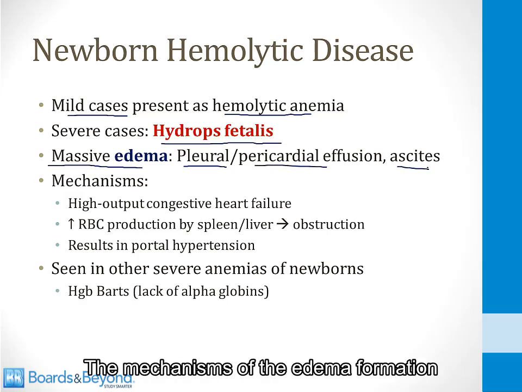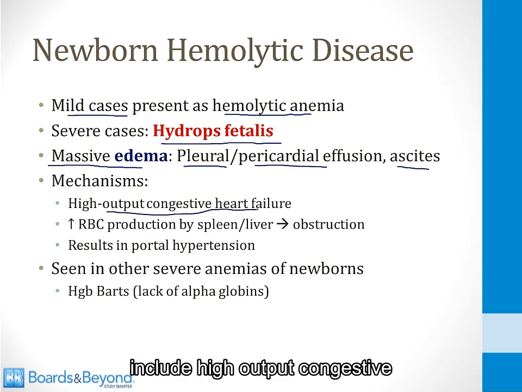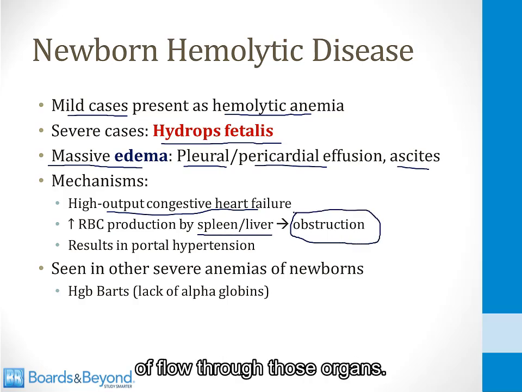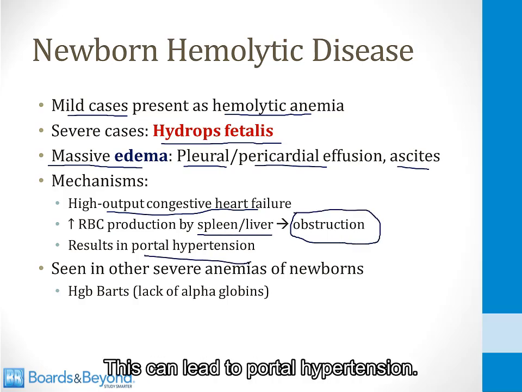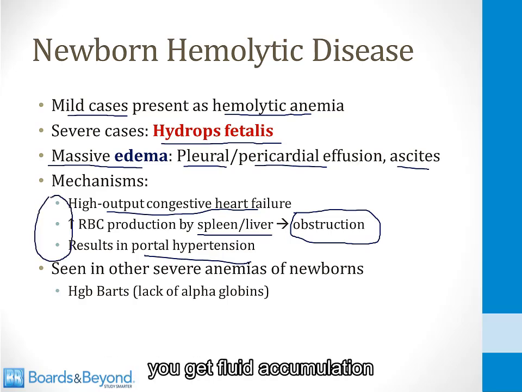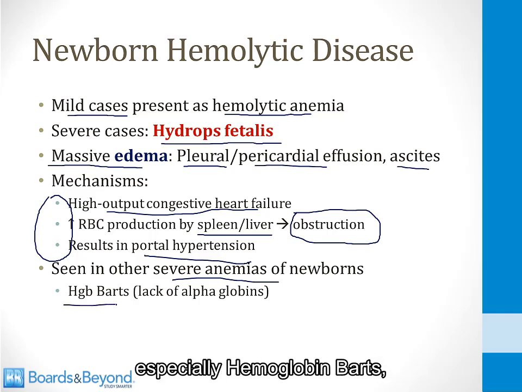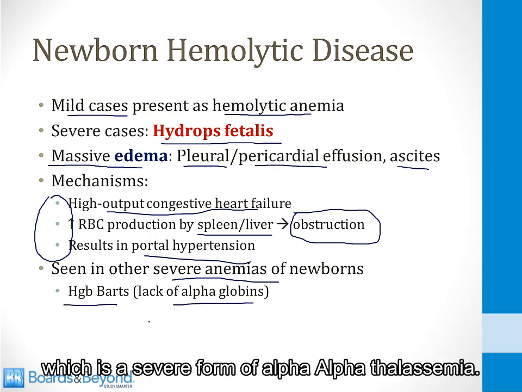The mechanisms of the edema formation include high output congestive heart failure from the anemia. In addition, there is lots of red blood cell production outside of the bone marrow in the spleen and liver. This can lead to obstruction of flow through those organs. This can lead to portal hypertension. So by all of these mechanisms, you get fluid accumulation in many of the cavities in the fetus. And like I said before, this is also seen in other severe anemias of newborns, especially hemoglobin Bart's, which is a severe form of alpha thalassemia.